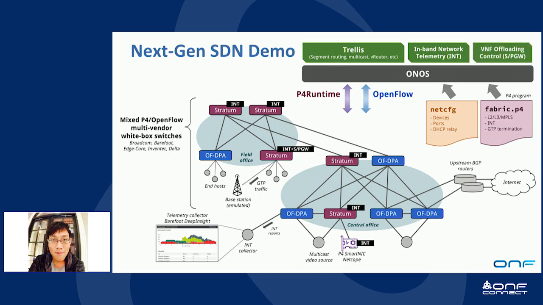We also have a VNF offloading control app, which you can consider as a serving packet gateway controlling app that's going to control this particular switch with SP gateway functionality to do GTP encap and decap. You can also see that we have some INT collectors over here that collect the INT reports and send them to that server. That server runs software provided by Barefoot Networks. It's called Deep Insight.